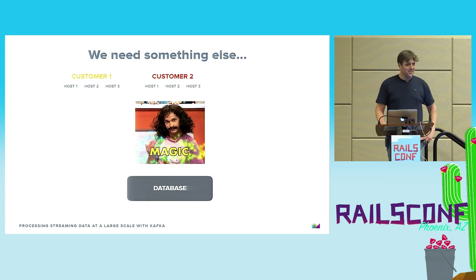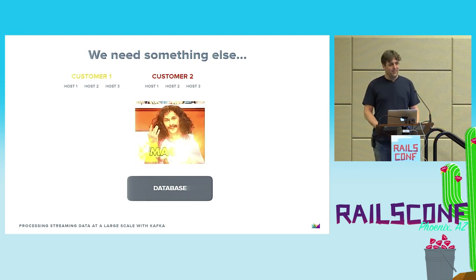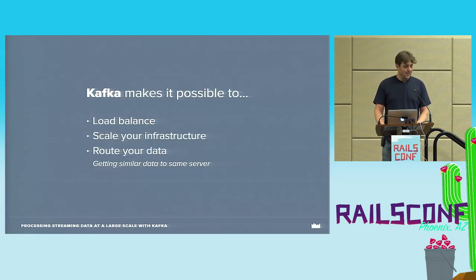And that will be Kafka for us. So we looked at a lot of different systems, and Kafka has some unique properties that allow you to do cool stuff with this. So Kafka actually makes it possible to load balance stuff and do the routing and do the failover properly. And I'm saying makes it possible, not makes it easy. It's still pretty hard, but at least it's possible, which is better than impossible in my book.